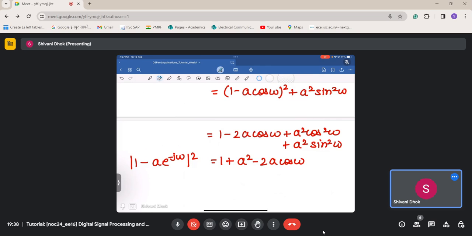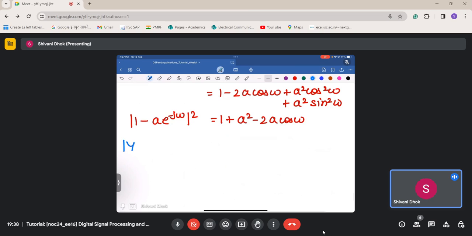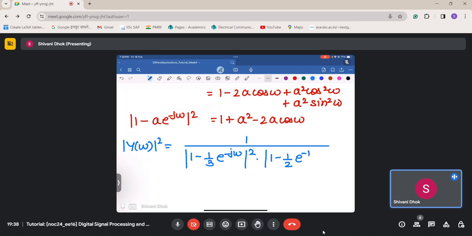And the energy spectral density that we had found out was of this form. Magnitude of Y of omega square is equal to 1 upon the magnitude of 1 minus 1 by 3 into e power minus j omega, squared, multiplied by the magnitude of 1 minus 1 by 2 into e power minus j omega, squared.